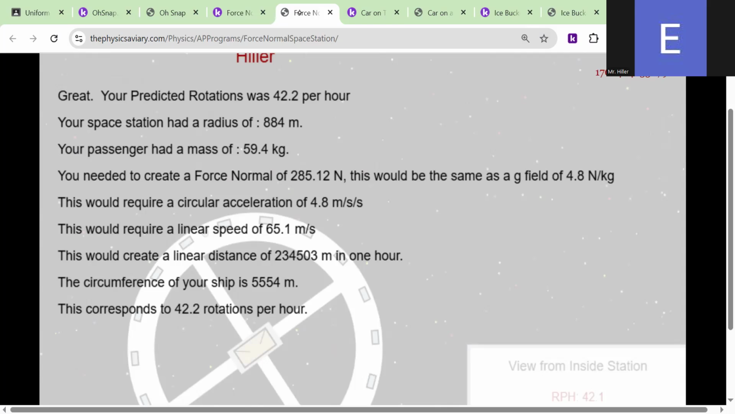This would create a linear distance of 234,503 meters in 1 hour. The circumference of the ship is 5,554 meters. This corresponds to 42.2 rotations or revolutions per hour. So in other words, my predictions were right on.